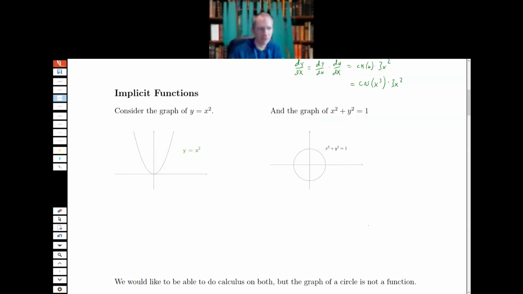What we have here is a comparison of two different graphs. On the left, we have y equals x squared, a parabola. This is a normal function. And on the right, x squared plus y squared equals 1. That's a circle. And unfortunately, the circle is not a function because it doesn't pass the vertical line test. The parabola passes the vertical line test.